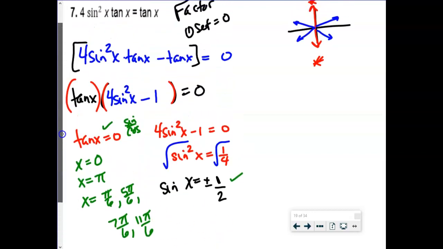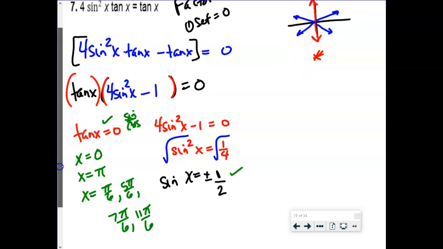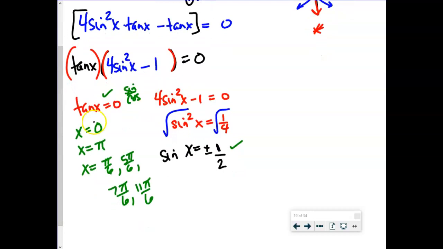And then I'm really paranoid because I hate tangent. Did we end up getting the 2 things we weren't allowed to have for tangent? Tangent can't be pi over 2 or 3 pi over 2, or excuse me, the tangent is not defined at 3 pi over 2 or pi over 2. And we didn't get any of those, so we get to keep all of our answers. Good news. All 6 of them.